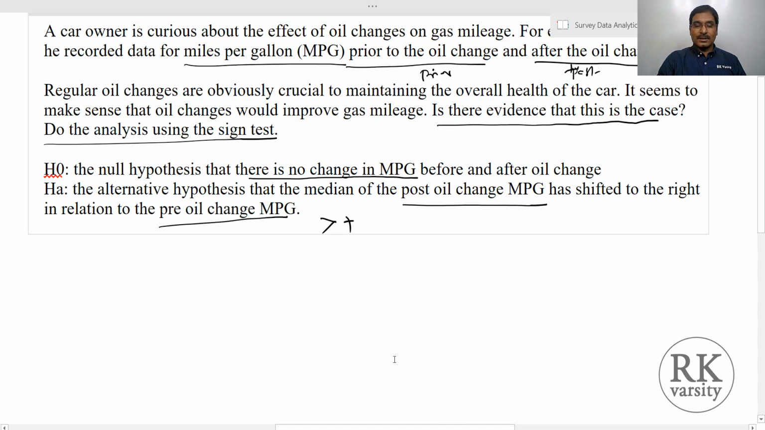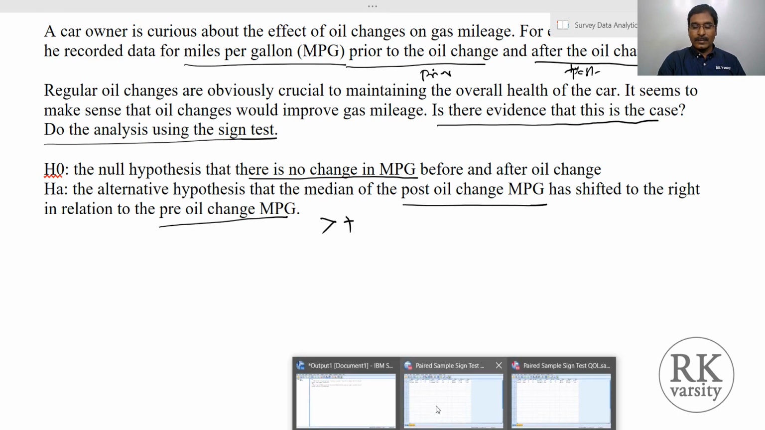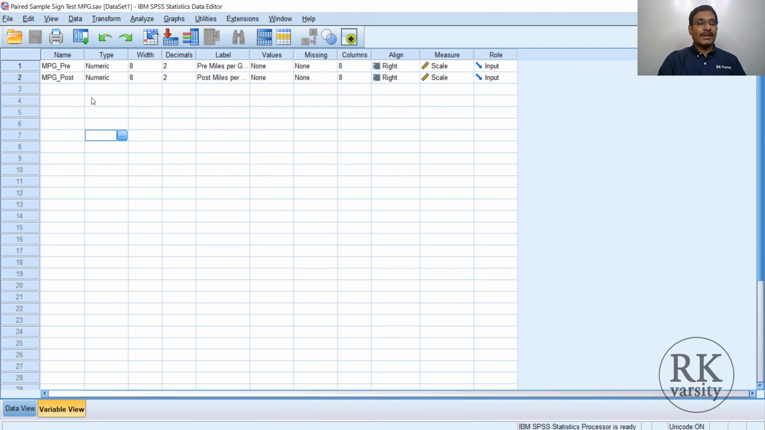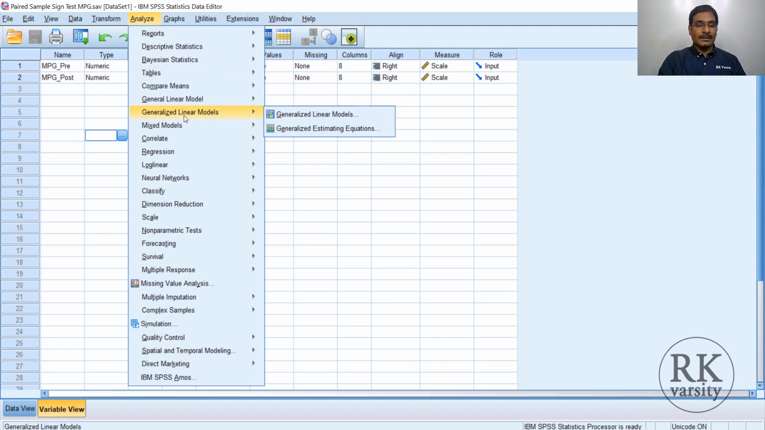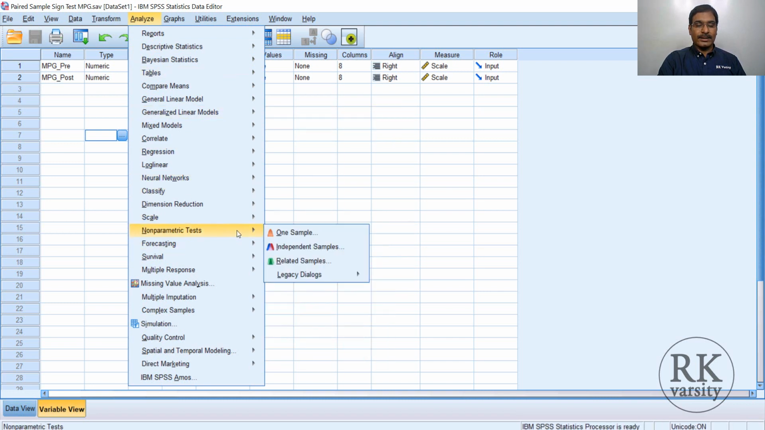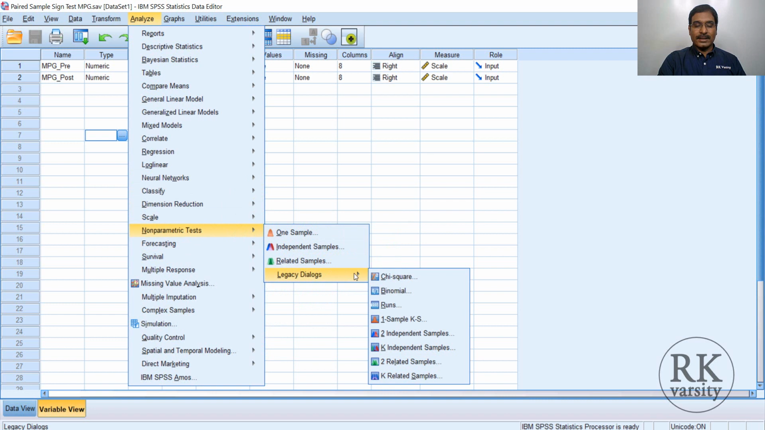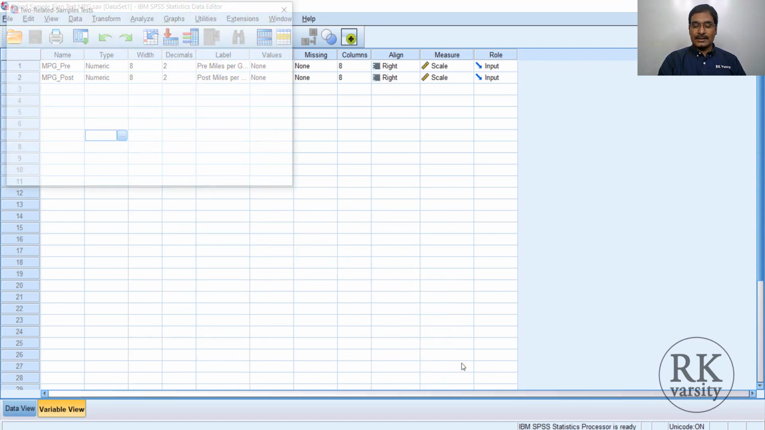Now for this we have our data here, miles per gallon data. Here you can see miles per gallon pre and miles per gallon post. To analyze the sign test, go to menu commands, click on Analyze, and here Non-parametric Tests. From Non-parametric Tests, choose Legacy Dialogs, then Two Related Samples. Why are we taking two related samples? On the same car we got the data for pre and post oil change, so it is paired data.